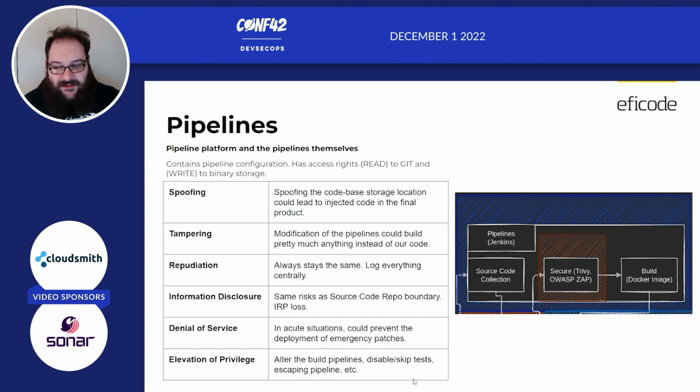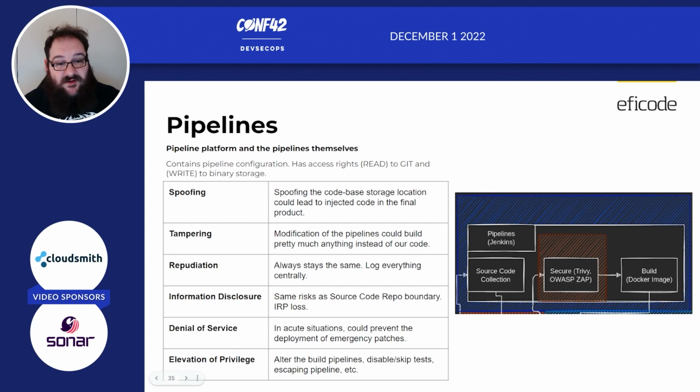Repudiation is the one threat that stays essentially the same throughout the entire time. It's just log everything centrally, make sure it's not editable. That's the mitigation for like all repudiation threats. If someone can tell me a repudiation threat that is not mitigated by central logging, I would love to hear it, because I've so far not encountered one.